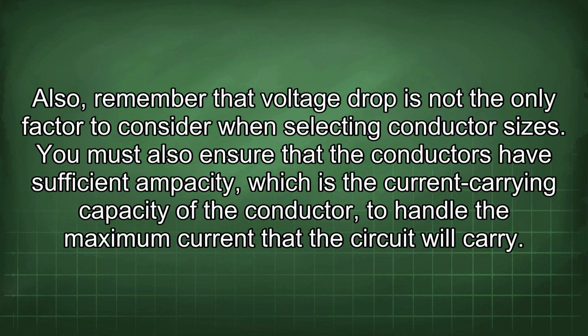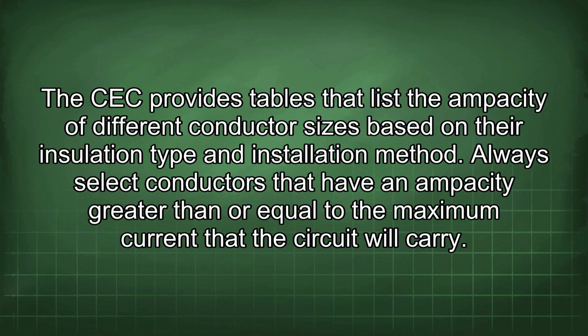Also, remember that voltage drop is not the only factor to consider when selecting conductor sizes. You must also ensure that the conductors have sufficient ampacity, which is the current carrying capacity of the conductor, to handle the maximum current that the circuit will carry. The CEC provides tables that list the ampacity of different conductor sizes based on their insulation type and installation method. Always select conductors that have an ampacity greater than or equal to the maximum current that the circuit will carry.